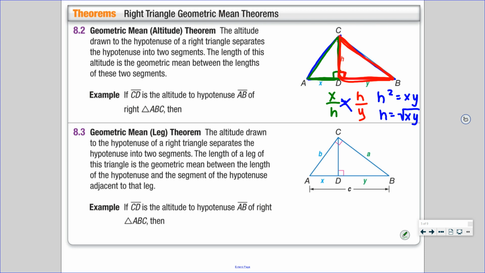Okay, here's the theorem. The altitude, specifically the one to the hypotenuse, is the geometric mean between the lengths of the two segments that it splits the hypotenuse into. So x and y. You see here how the altitude is just the geometric mean, the square root of the product of those two segments. The altitude is the geometric mean of the two segments that it splits the hypotenuse into.